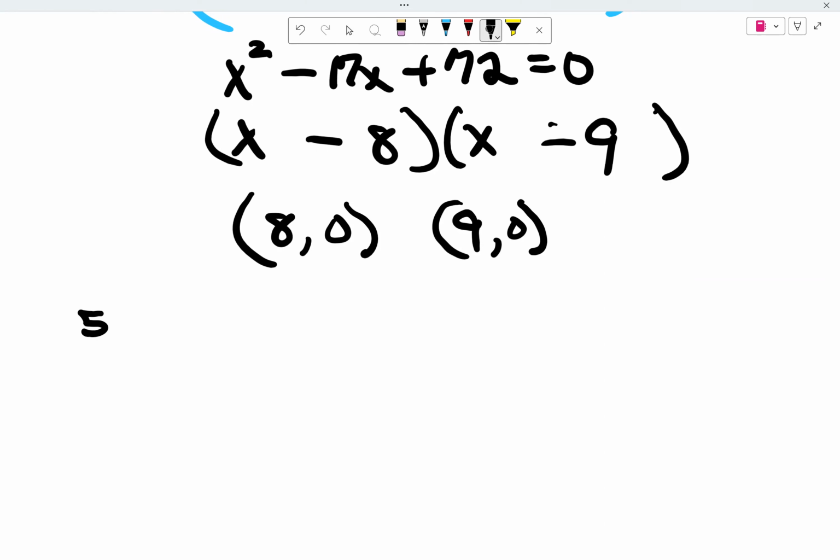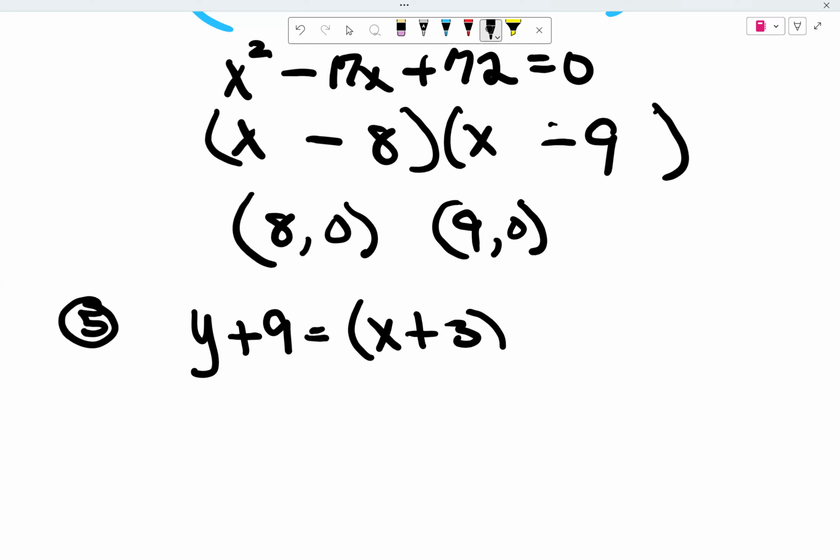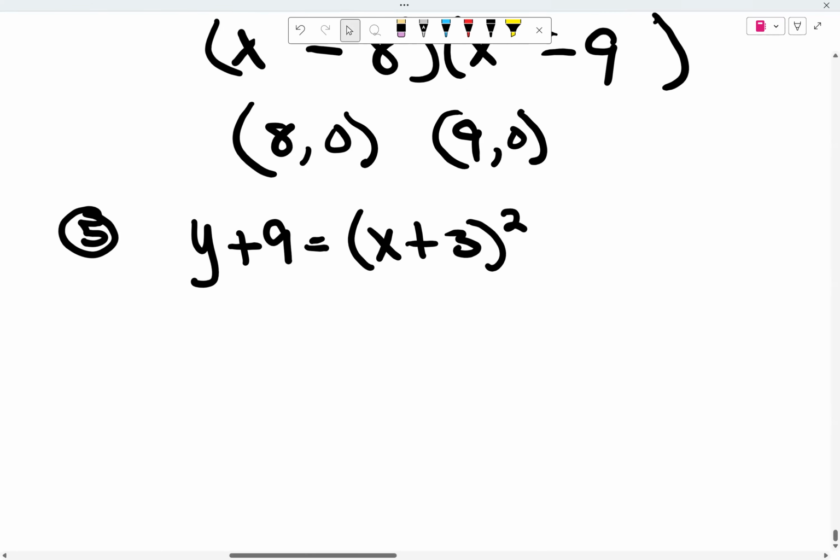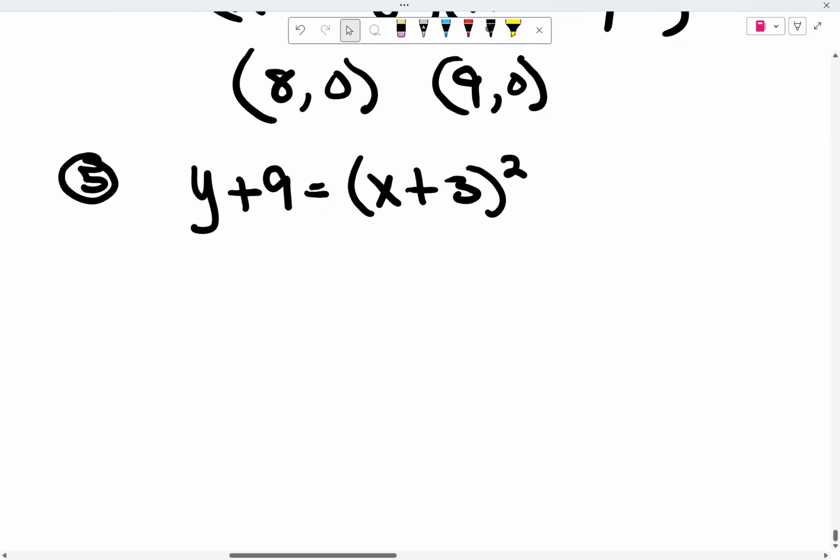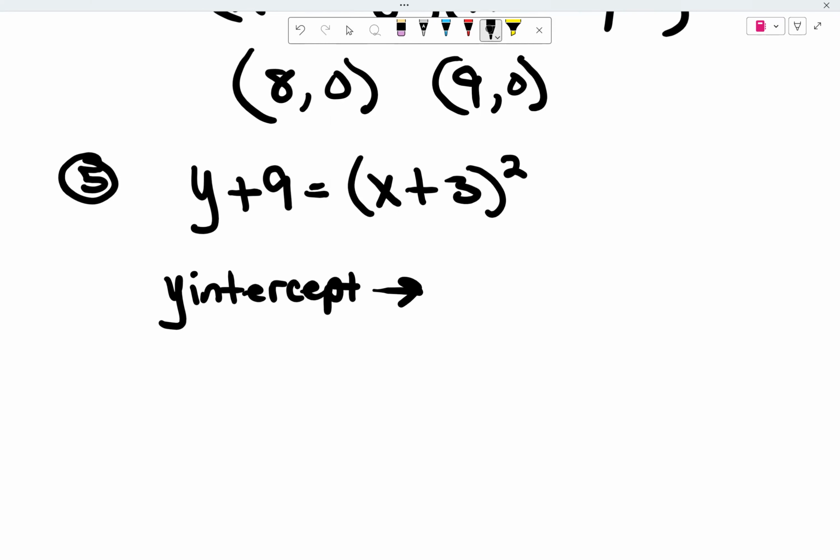In question 5, they're asking you what is the y-intercept for the graph of the quadratic function. And they're giving you the graph as y plus 9 equals x plus 3 squared. Remember that all you need to do here, technically, for the y-intercept, remember that means that x equals 0.